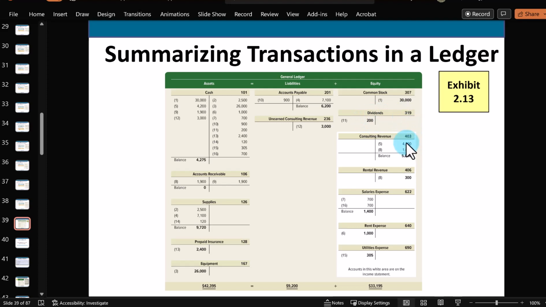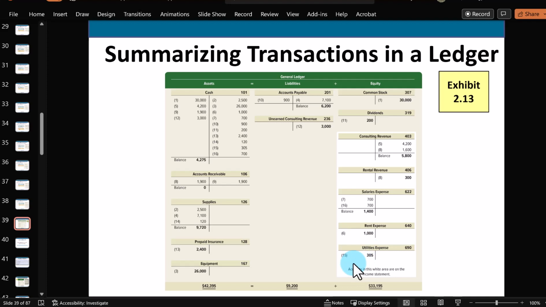Revenue we earned from consulting, total balance. Here's the rent income we earned and collected, total. And then salaries we paid during the month, 2 times. And rent we paid, utility expense we paid. The numbers I just mentioned or pointed out in bold here are the balances we have at the end of the month.